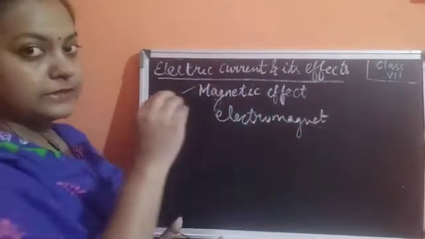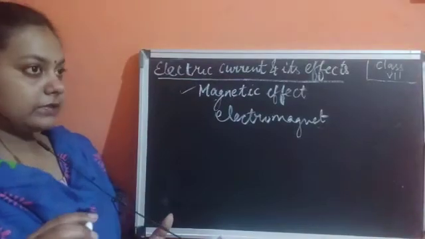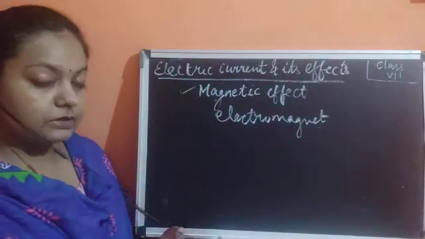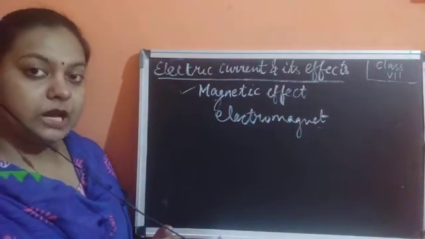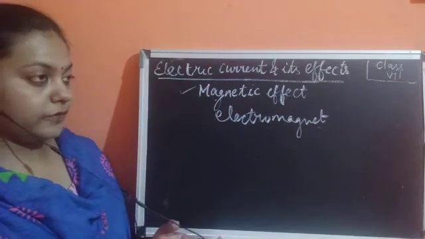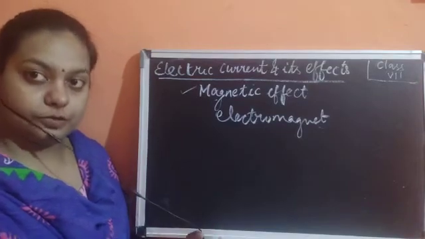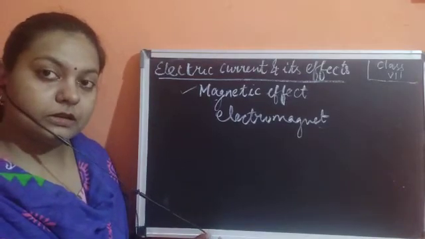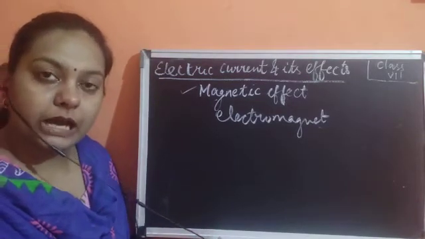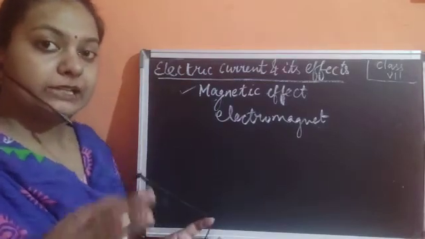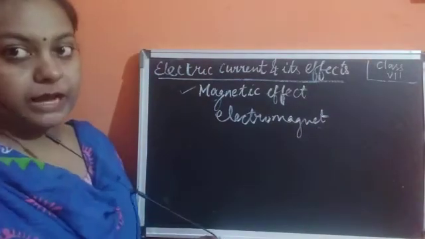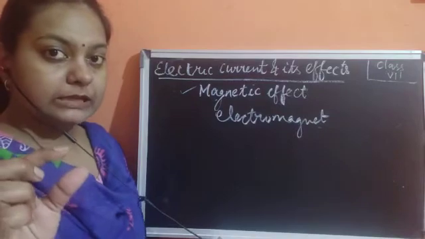Okay, so we have seen that there was one scientist whose name was Oersted. He did an experiment where he proved that whenever electric current is flowing, it produces a magnetic effect. How is it proved? It is proved by using a small magnetic compass.